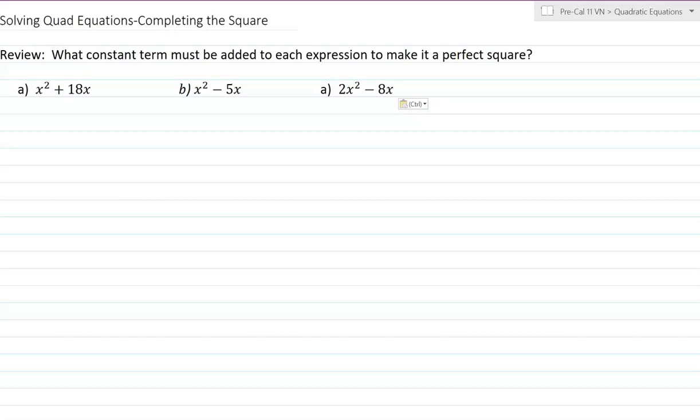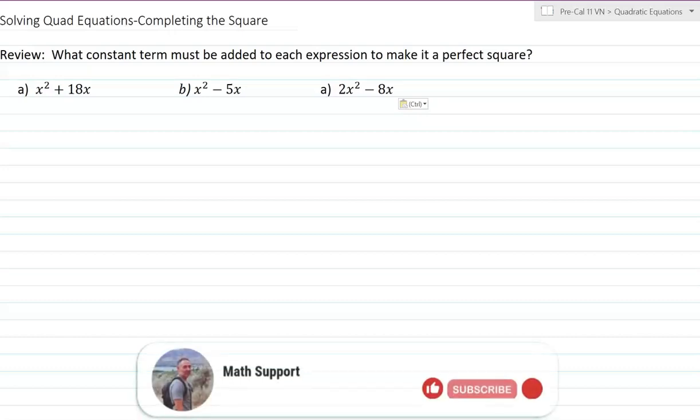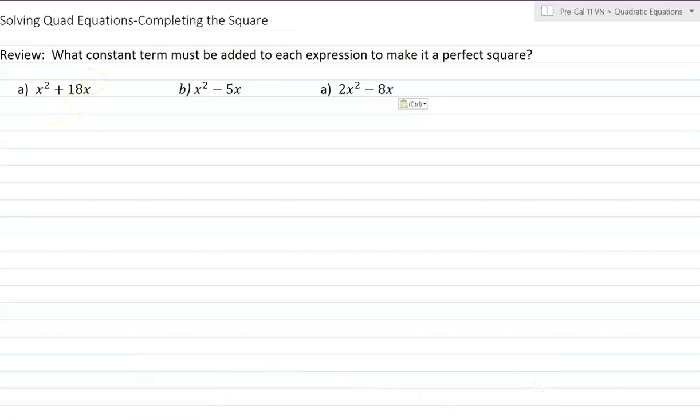The first example, A, is basically you're given two terms in an expression. We want to add something to it so that it will give us a perfect square trinomial. And remember, the very first thing you have to do, you have to take the coefficient of the linear term, so that's 18 right here. You divide it by 2. So what is 18 divided by 2? That is 9. And then you take the 9 and you have to square the 9 and you add.